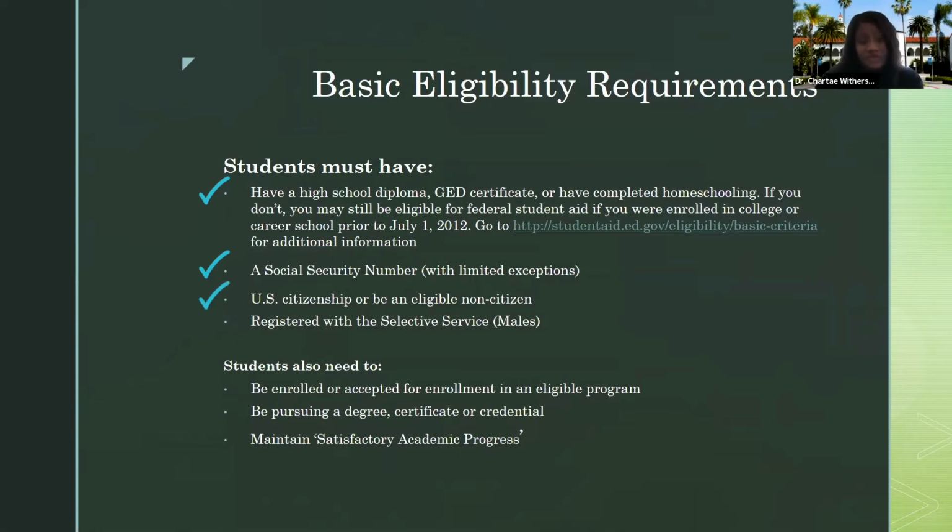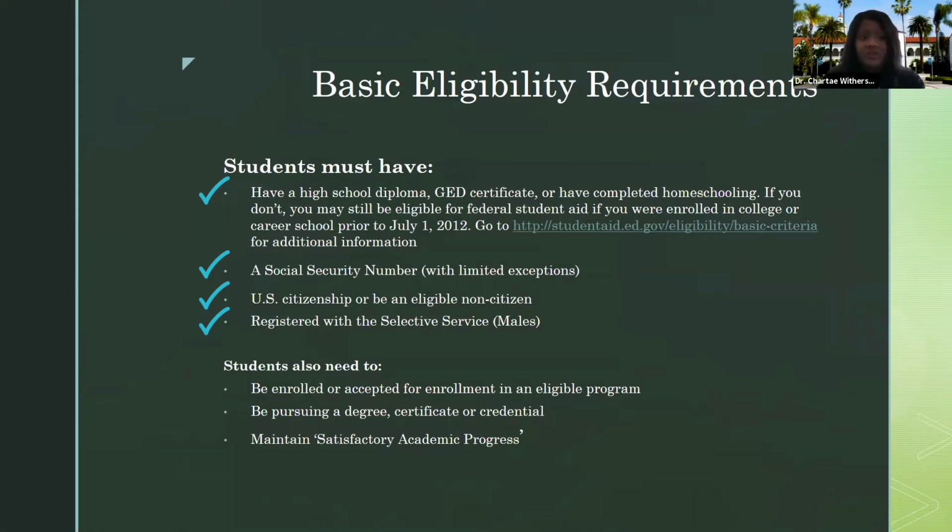Also be a U.S. citizen or an eligible non-citizen. And if you are a male, you have to be registered with the Selective Services. If you have more questions on being registered with the Selective Services, we will be able to give that information to you. But typically, you register when you're around 18 years old when it's time for you to register to vote. But that is a requirement in order to be eligible for financial aid.